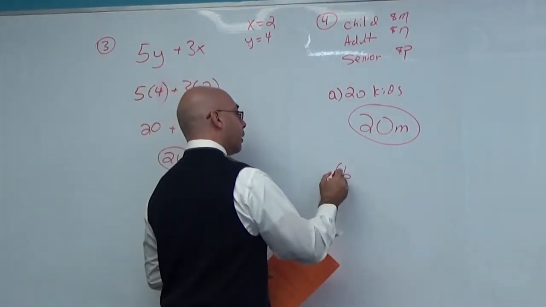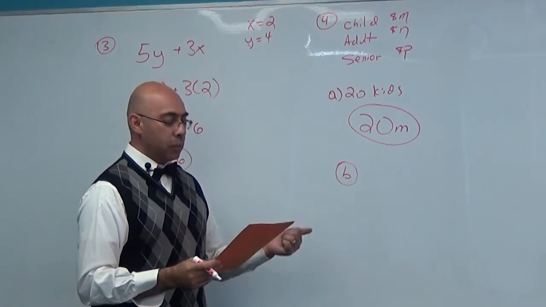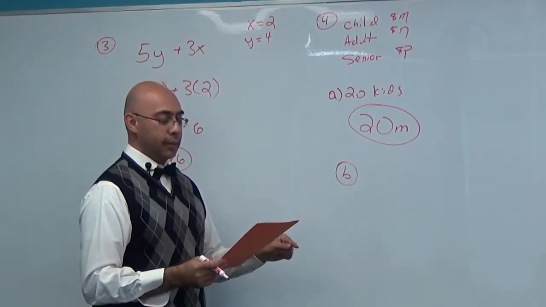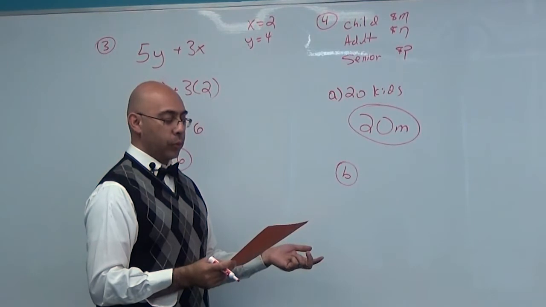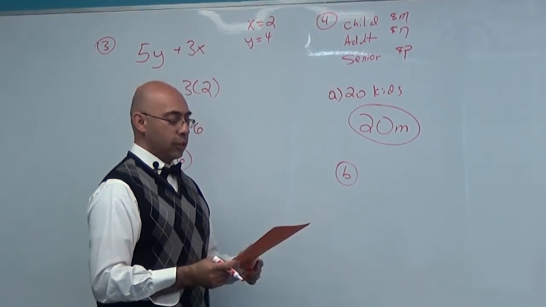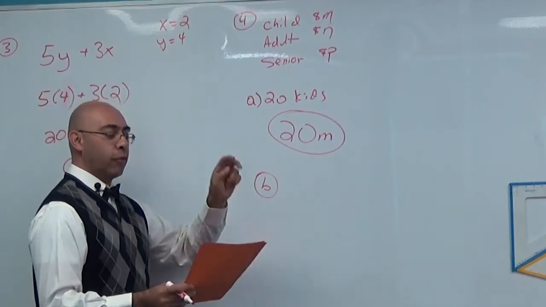For part B, this one could have been kind of tricky. It says Mr. and Mrs. Smith bought their 3 kids and Mr. Smith's parents, both who are senior citizens, concert tickets. How much did they pay? I'll accept 2 different answers for this.